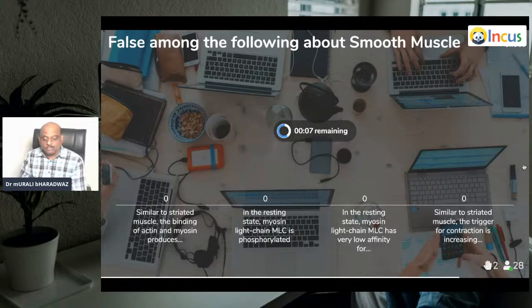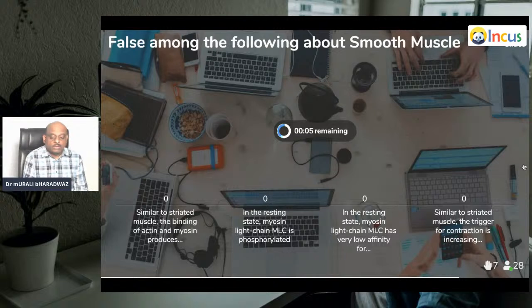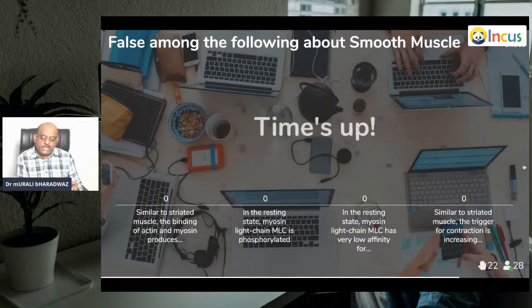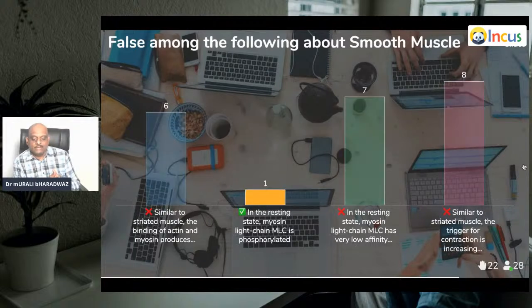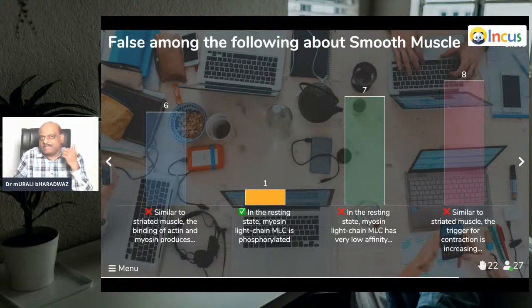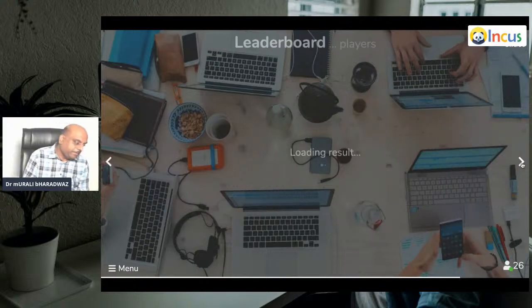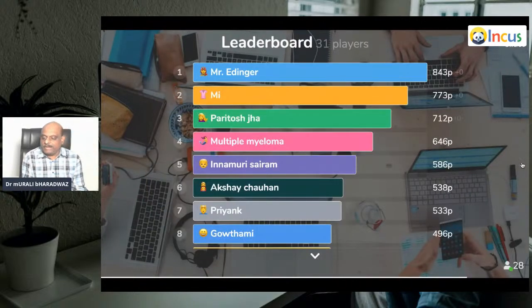So, how about the myosin light chain kinase? Basically in the resting state, the myosin light chain is in a dephosphorylated state, and the phosphorylation of it is the one that initiates the muscle contraction in the smooth muscle, is what you should remember. Great.